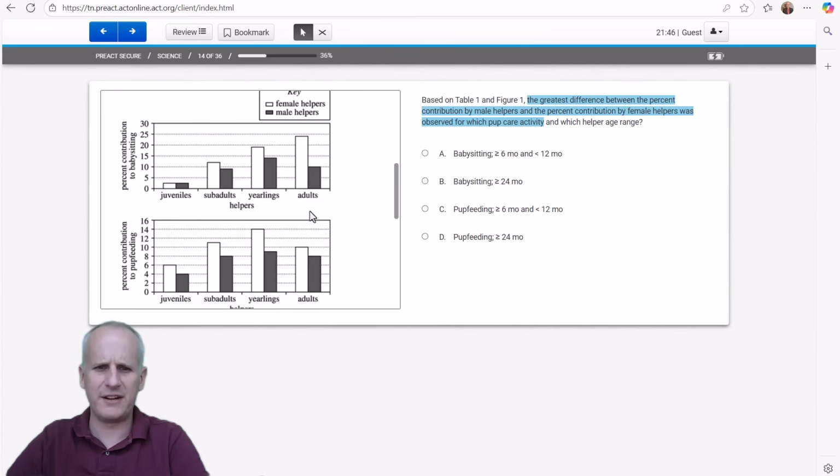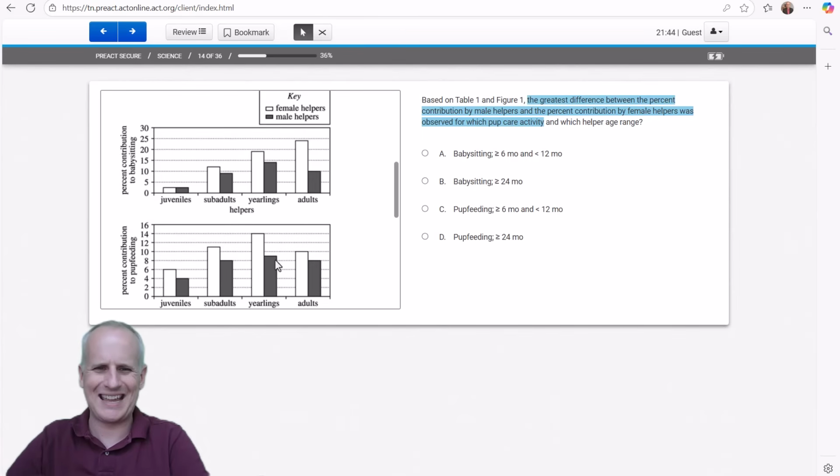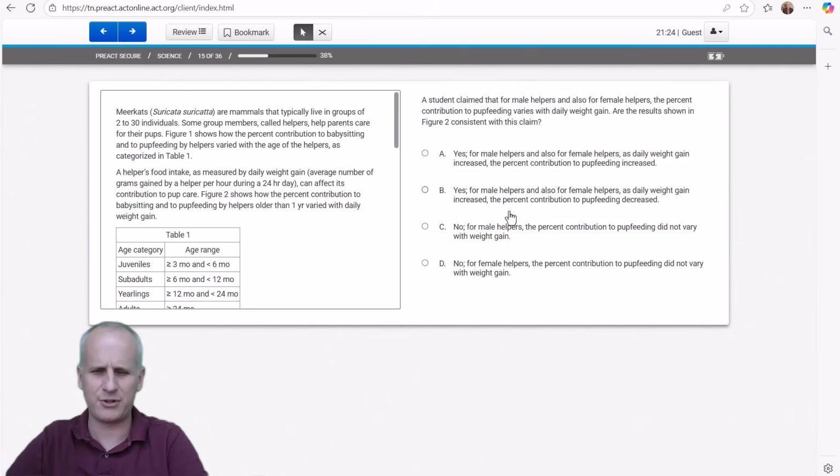But then when we go to figure 1, we want to find the biggest gap between female and male helpers, and we should be able to identify that as happening with babysitting almost immediately just because of the differences in the metrics. So we can eliminate the ones that involve pup feeding. And we've already established that the adults are going to be older than 2 years or 24 months. So we'll select choice B and move on to the next question.